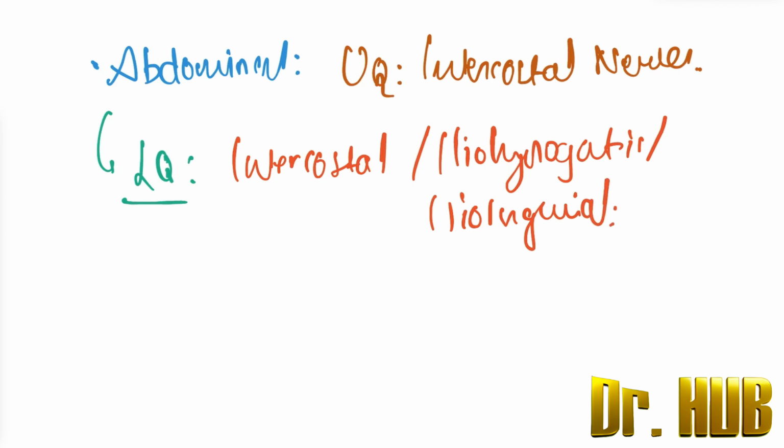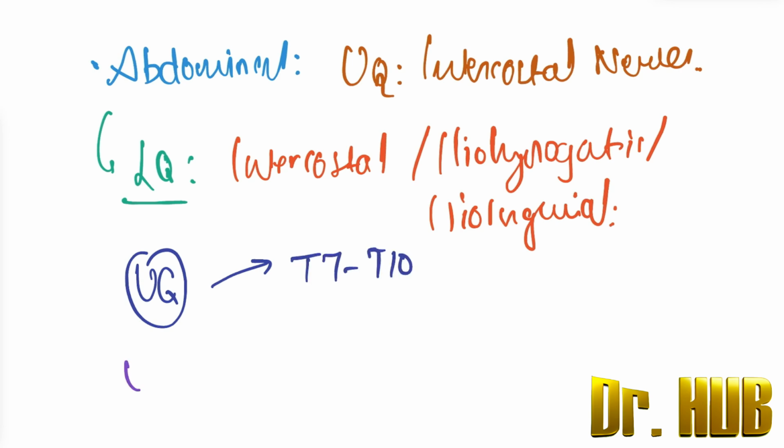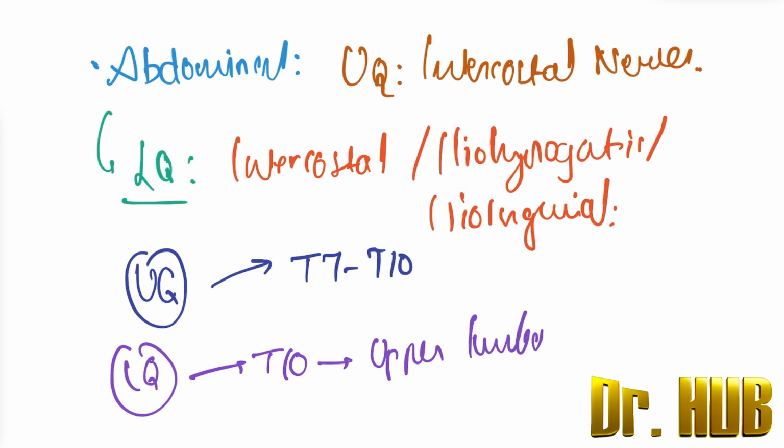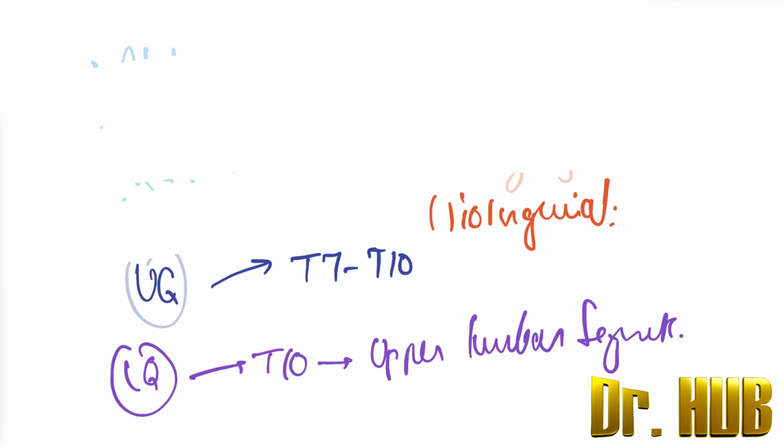Now what about the root value? In terms of the upper quadrant of the abdominal segment, it is going to be T7 to T10. Next, in terms of LQ, the lower quadrants, it is going to be T10 to the upper lumbar segments. So upper is going to be T7 to T10, and lower is going to be T10 to the upper lumbar segments. Now lastly we move on to the cremasteric and the anal reflex.